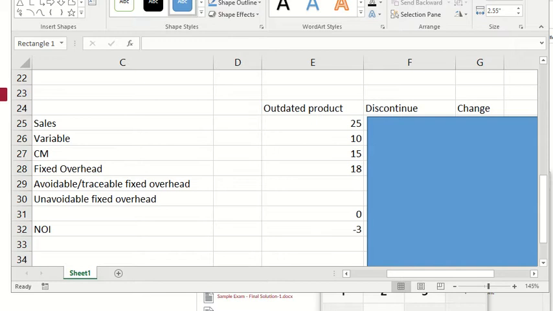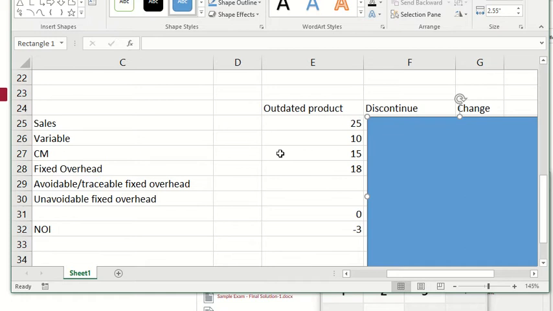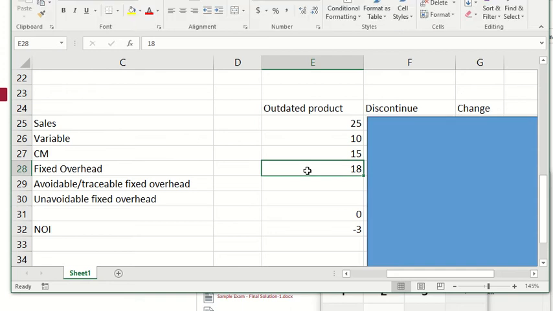But okay, so you have this outdated product. You can see with this contribution margin, it's making $15 of contribution margin. So it is making some money, but then you have these huge fixed overhead expenses that are giving it a net operating loss. So the first thing you're going to do in a problem is try to identify, if we were going to drop this product, what's going to happen?